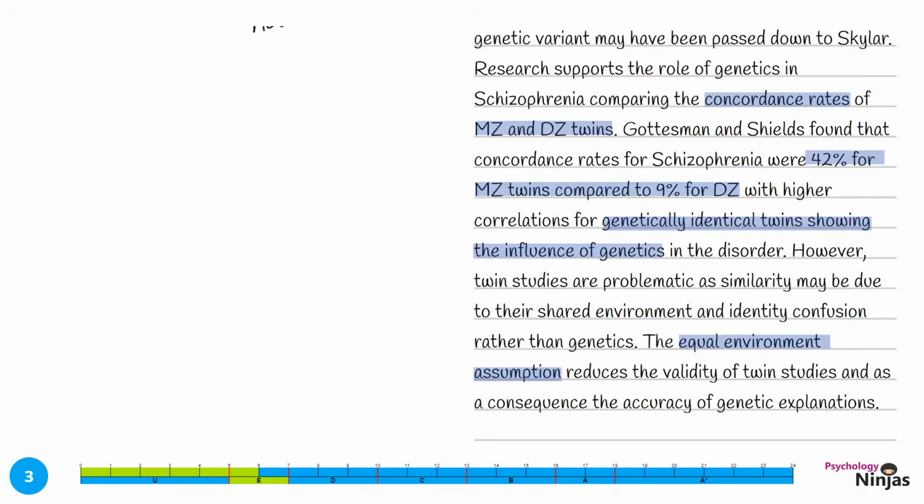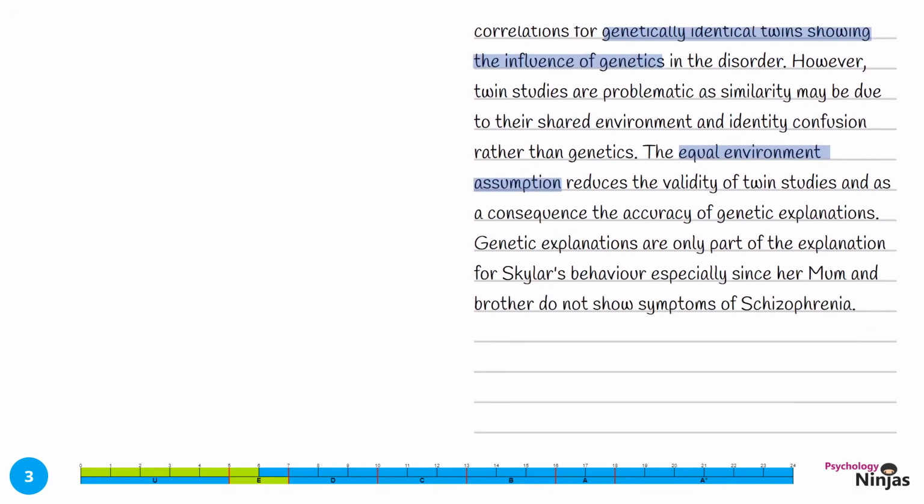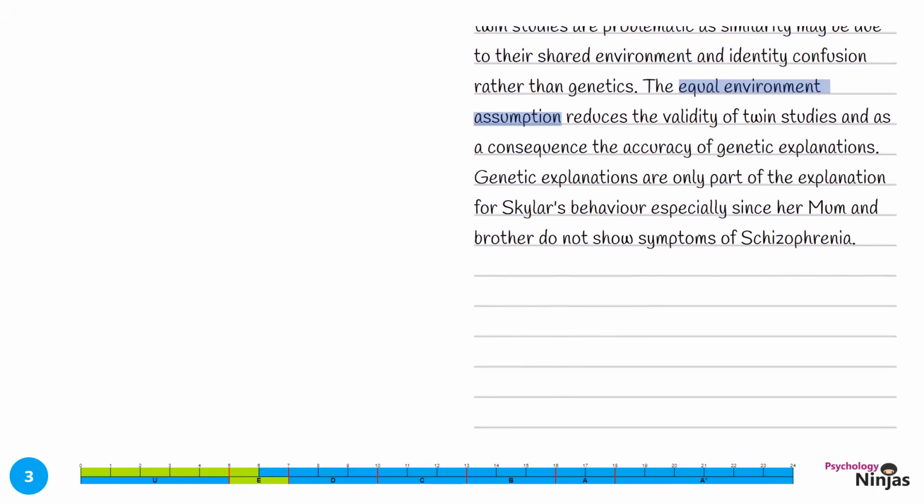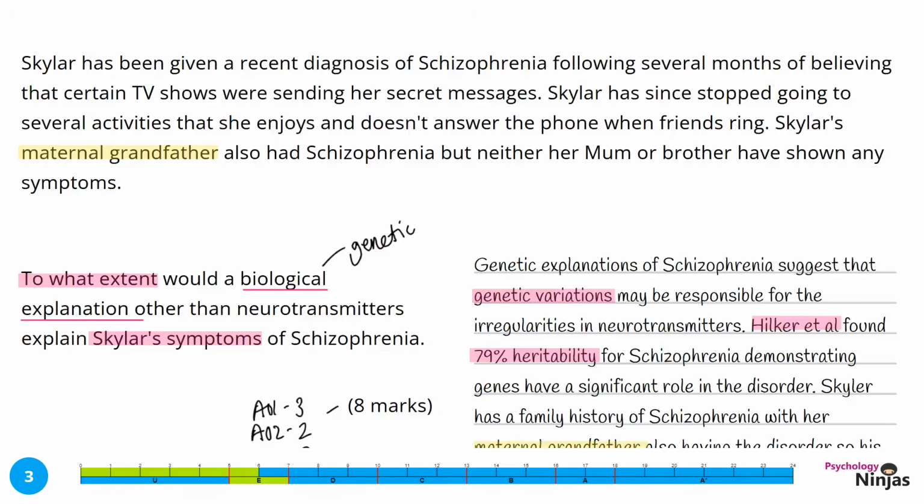We're going to complete our evaluation by giving a statement. Genetic explanations are only part of the explanation for Skylar's behaviour, especially since her mum and brother do not show symptoms of schizophrenia. Again, we're showing off our application skills by linking this back into the STEM. We're going to highlight this in the STEM, again to show breadth of our evaluative skills.